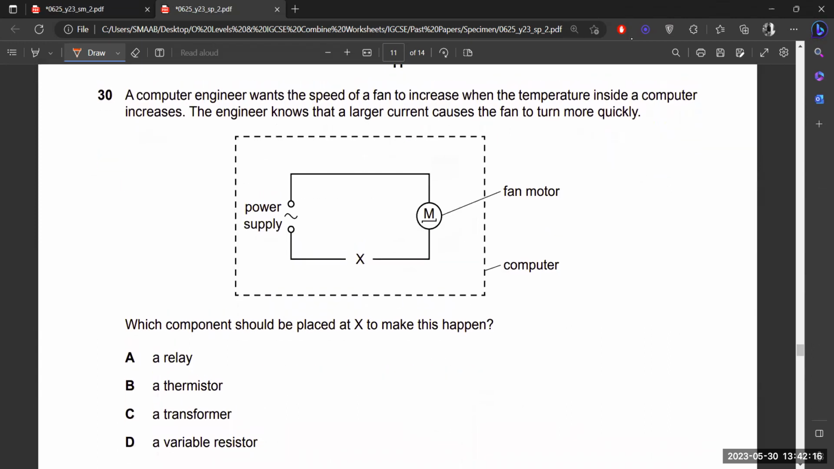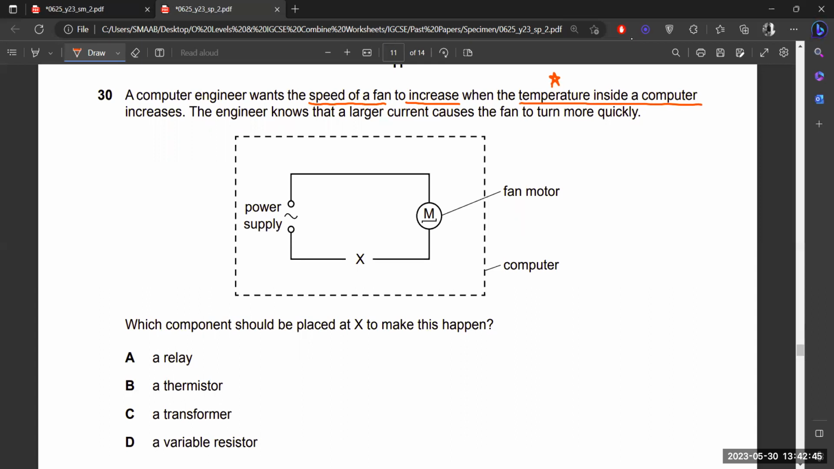A computer engineer wants the speed of a fan to increase when the temperature inside a computer increases. The engineer knows that a large current causes the fan to turn more quickly. Which component should be placed at X to make this happen? The main concern is a computer engineer wants the speed of a fan to increase when the temperature inside the computer increases. So the main concern is related to temperature and speed.